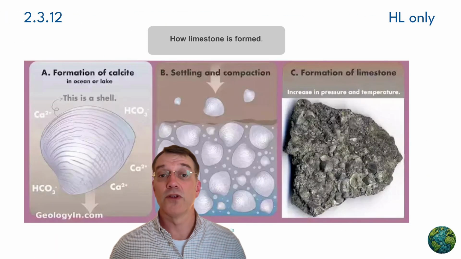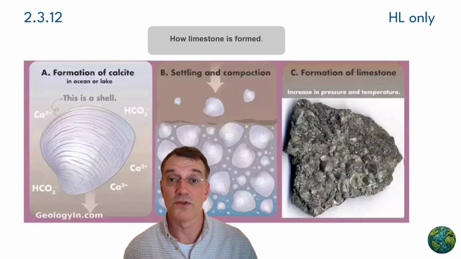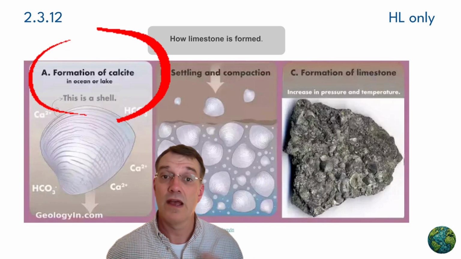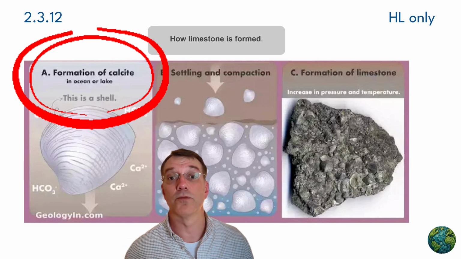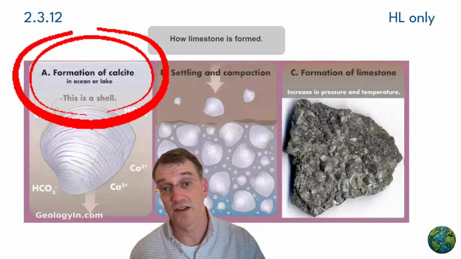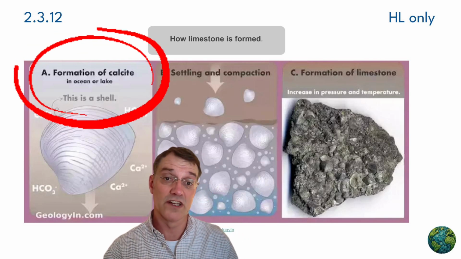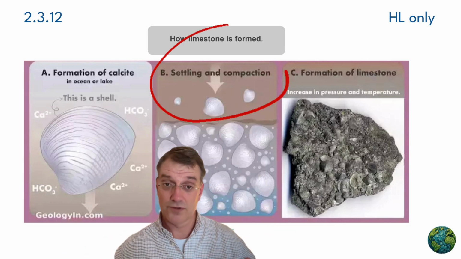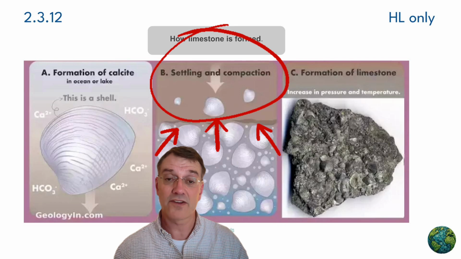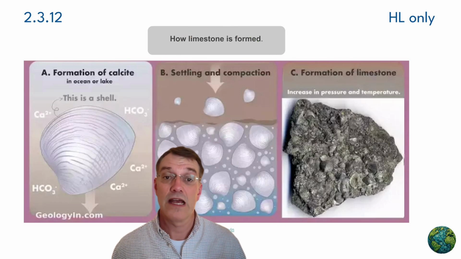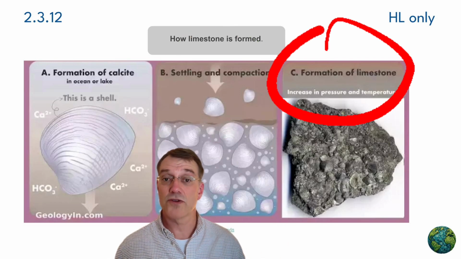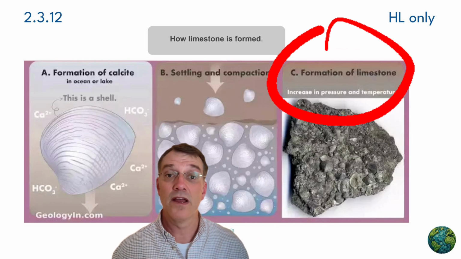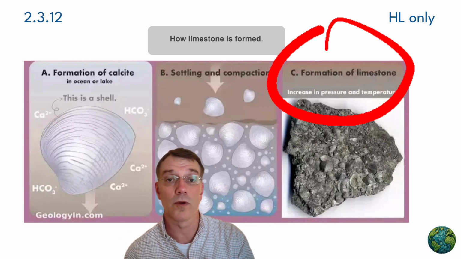One of the major carbon stores in the lithosphere is limestone. It forms through a three-step process. First, calcium carbonate precipitates from seawater to form calcite, often in the form of marine organism shells. Then, these shells settle to the bottom and they become compacted on the ocean floor. Finally, with increased pressure and temperature over time as these layers are buried deeper and deeper, these deposits transform into limestone rock.